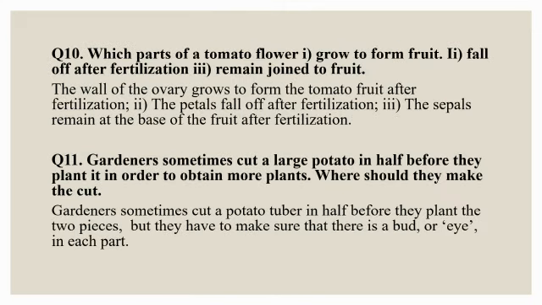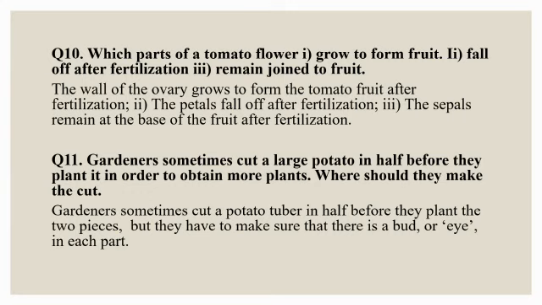Which part of a tomato flower grows to form the fruit, falls off after fertilization, remains joined to the fruit? So the wall of the ovary grows to form the tomato fruit after fertilization. The part which is going to fall off after fertilization is the petals, and the part which is going to remain joined to the fruit is the sepals.